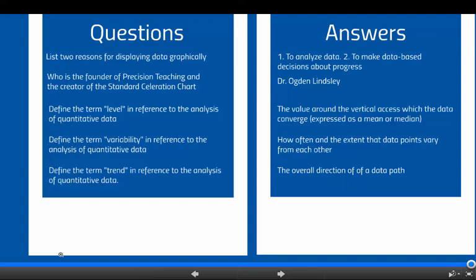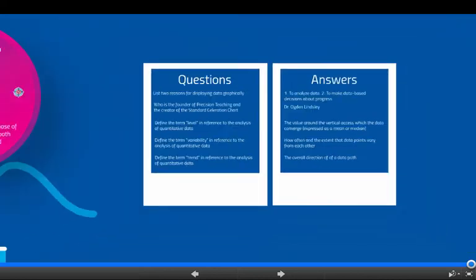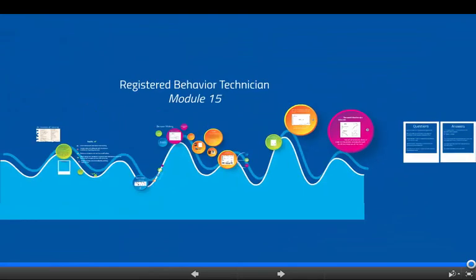Define the term variability in reference to the analysis of quantitative data. Well, it's how often, to what extent, that data points vary from one to another. And then finally, defining the term trend in reference to the analysis of quantitative data, the overall direction of a data path. And that concludes the module.